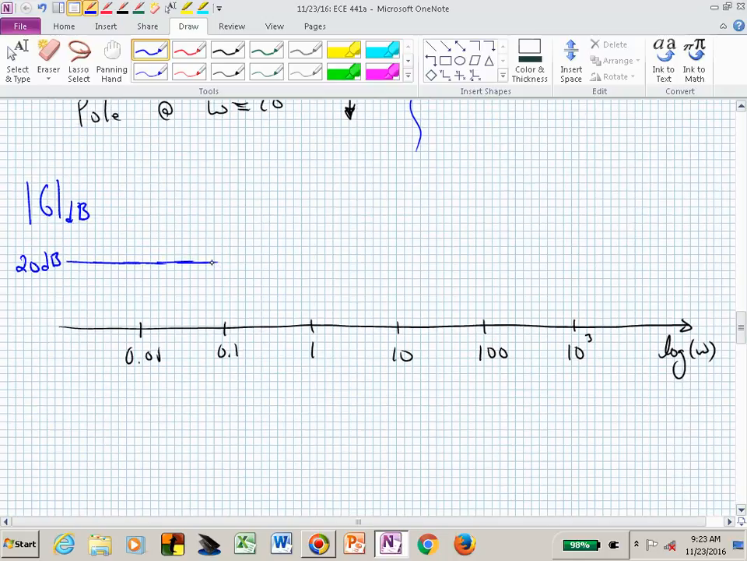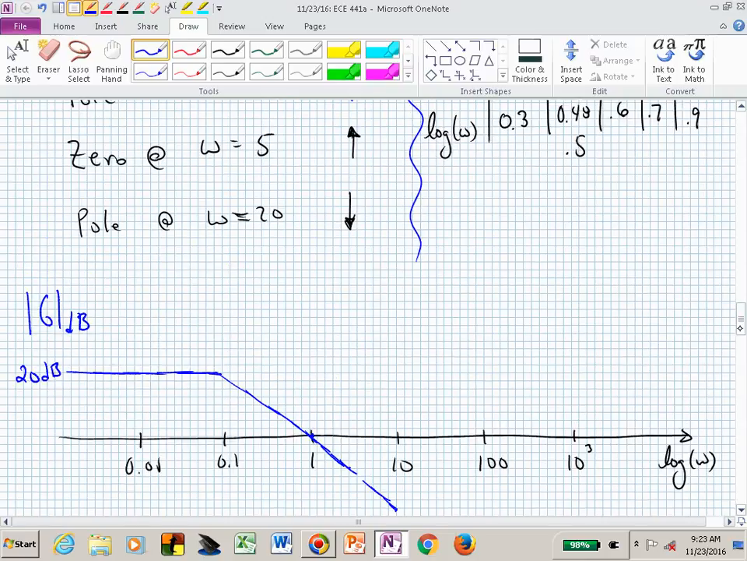Which, if this is now 20, and I'm going down 20 dB per decade, I would just keep going in this direction, and it would just keep going. But did something happen between 1 and 10? Yes, 5. So where is 5? Well, it's 70% of the distance between 1 and 10 on this logarithmic axis. So I'm just going to say it's about right there.